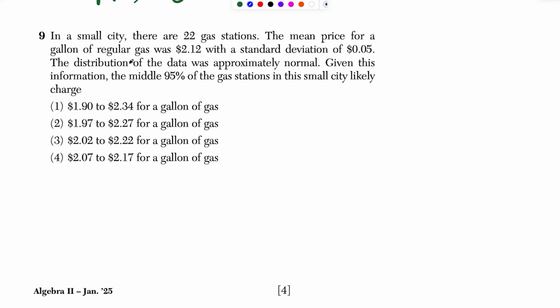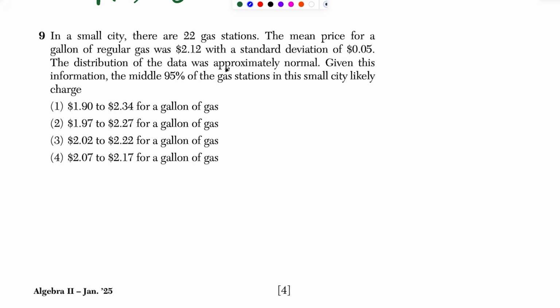Question 9, in a small city, there are 22 gas stations. The mean price for a gallon of regular gas was $2.12 with the standard deviation of 5 cents. The distribution of the data was approximately normal. And then we have, given this information, the middle 95% of the gas stations in this small city likely charge, and we have these 4 options to choose from.